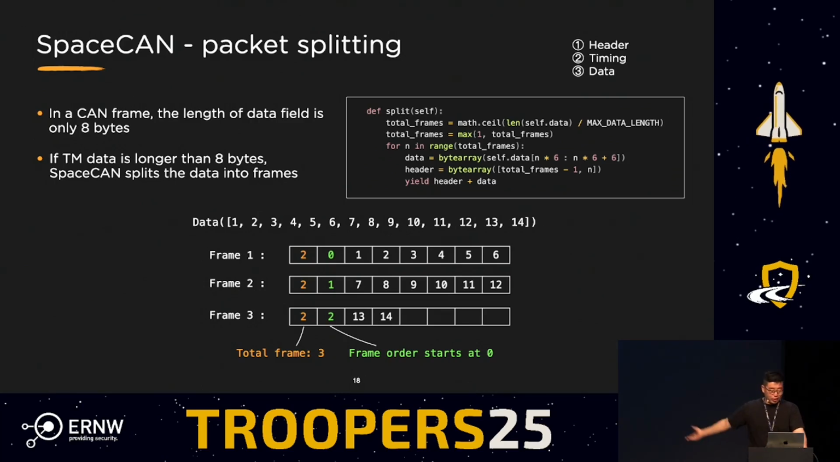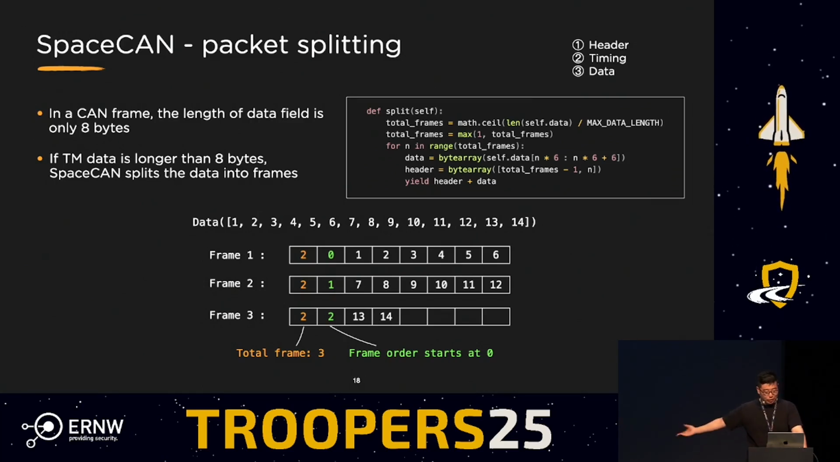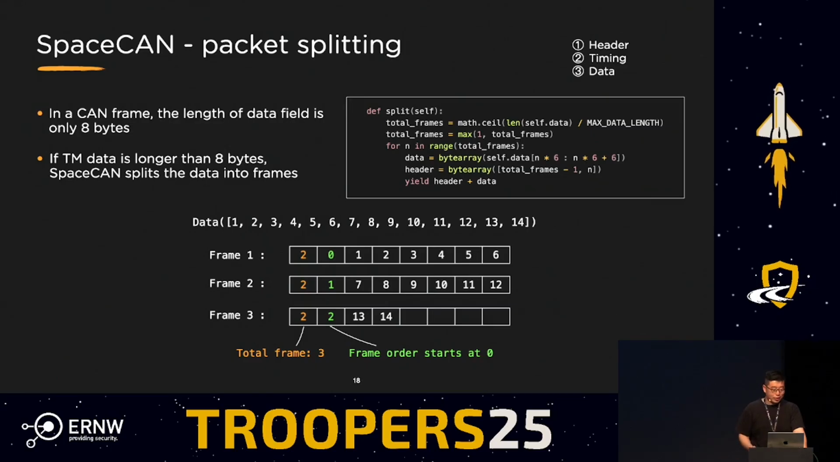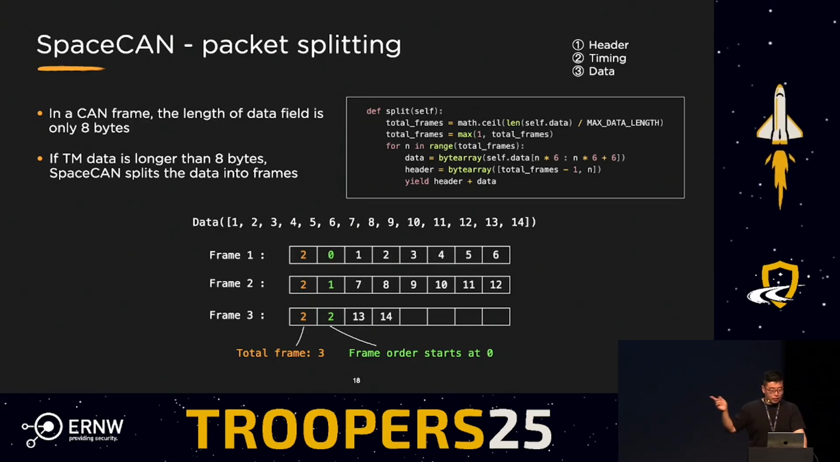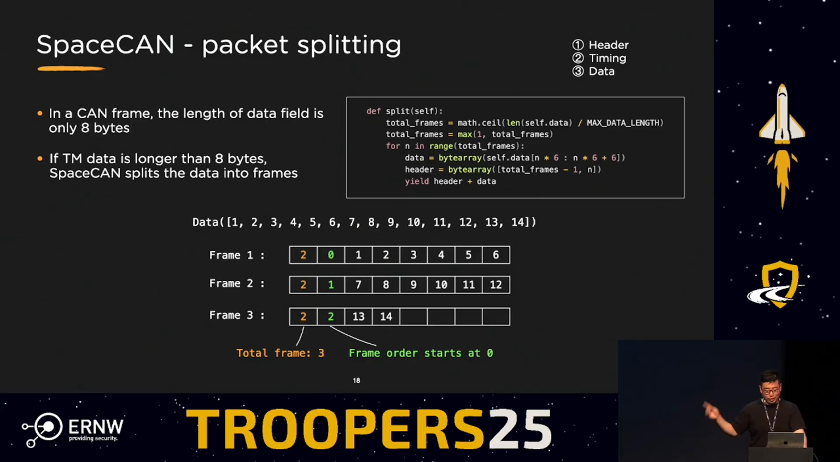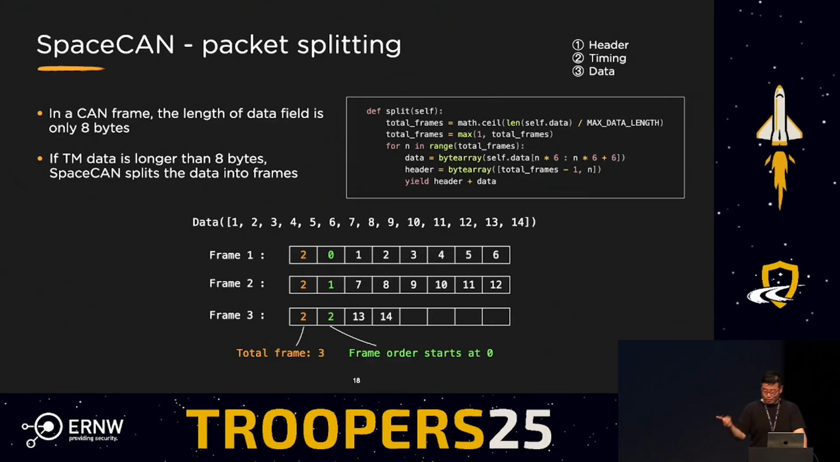So you can see at the bottom that if you have the data from 1 to 14, it will be divided as 1 to 6 and 7 to 12, and so on, and then add the total frame minus 1 in the first byte, which means 2. Like totally, there are 3 frames, so there is 2 in the first reserved byte, and the second one is for frame order, so it starts at 0, so it's like 0, 1, 2.